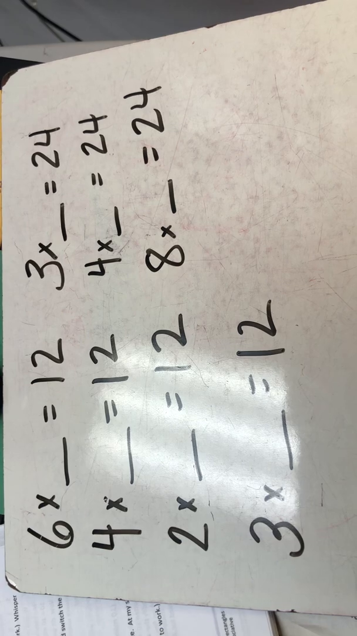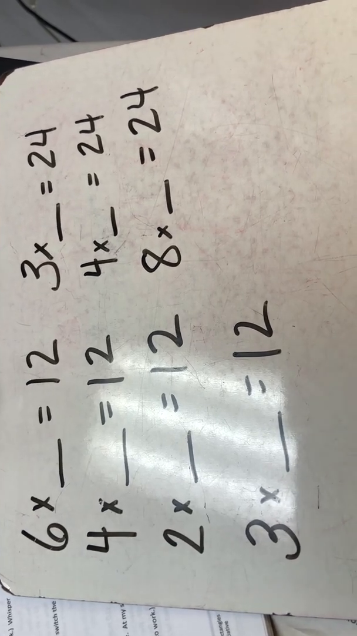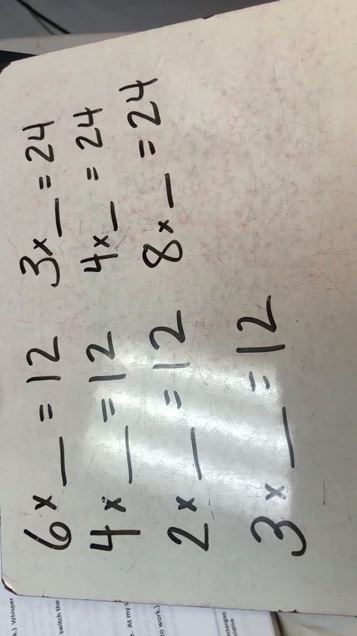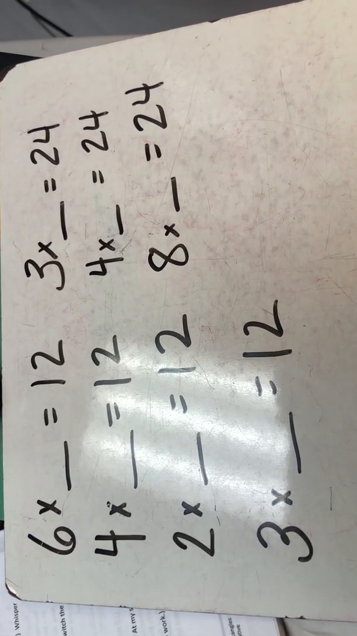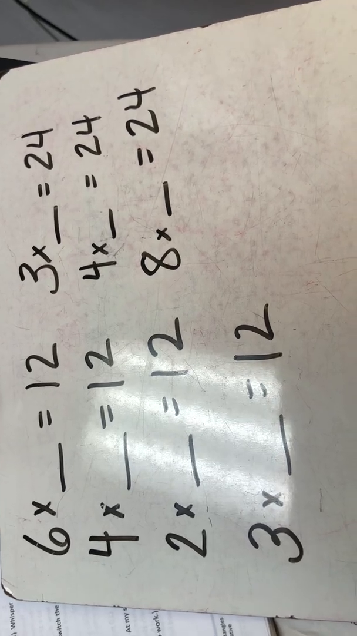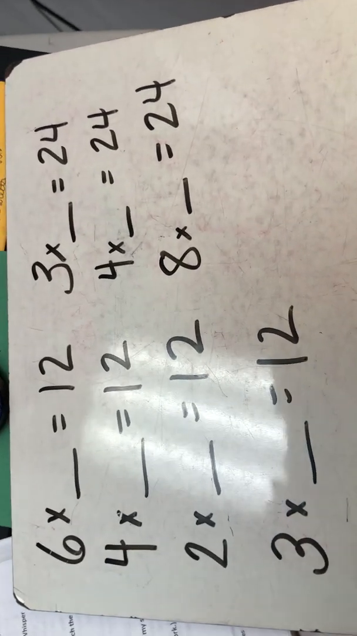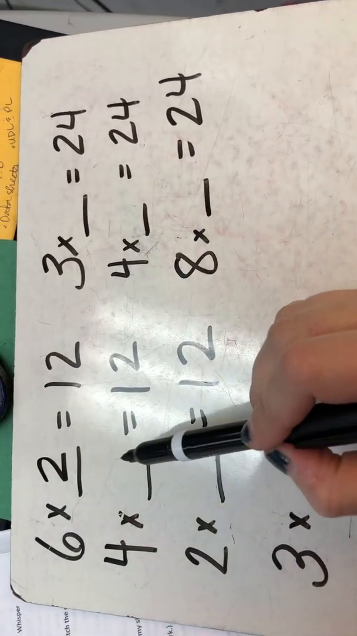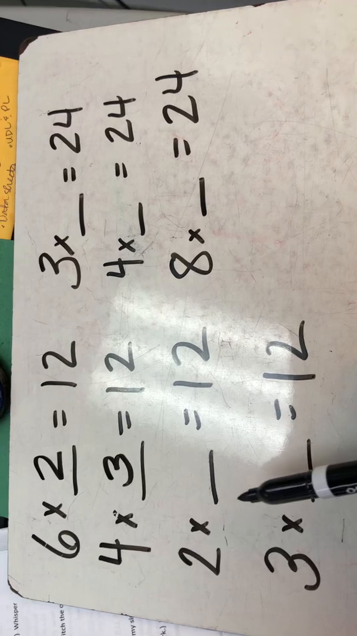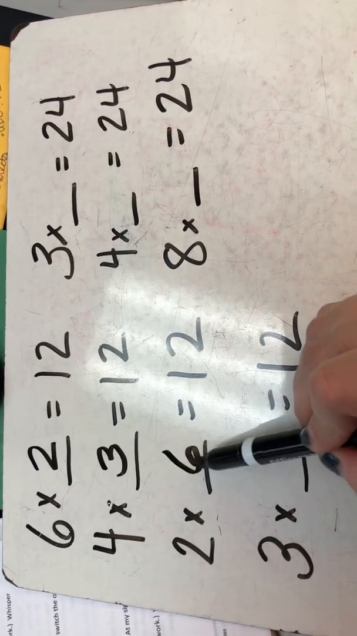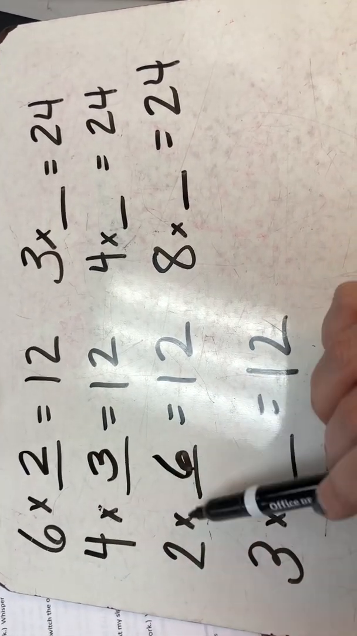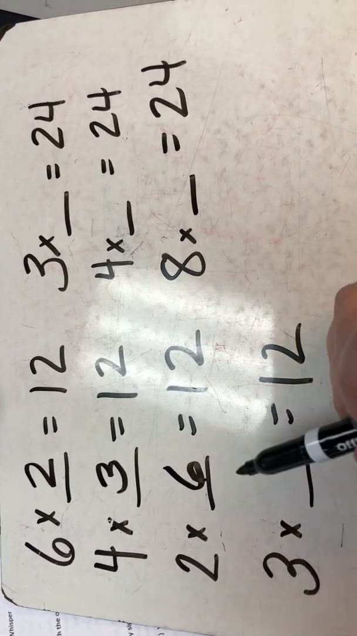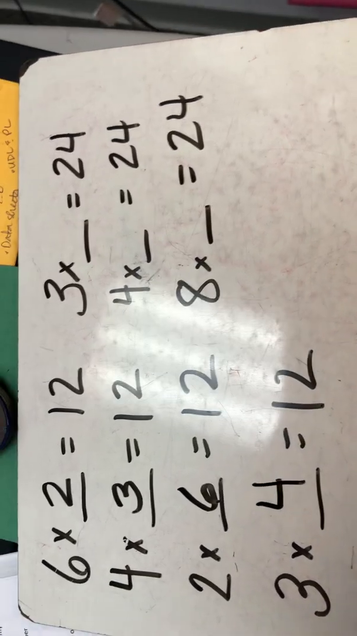You're going to write these multiplication equations on your own whiteboard, filling in the missing factor. When you're ready to see the answers, you're going to restart the video. The missing factors are 6 times 2 equals 12, 4 times 3 equals 12, 2 times 6 equals 12. Remember, commutative property of multiplication, those factors can go in any order. 3 times 4 equals 12.